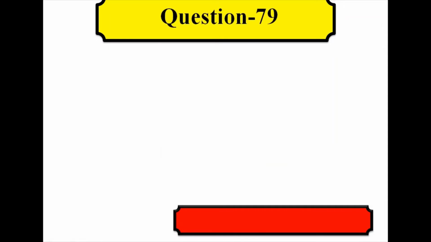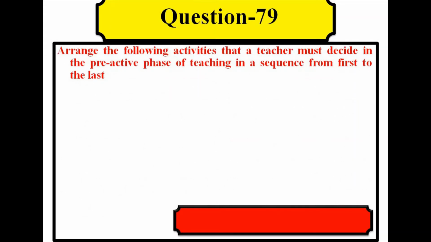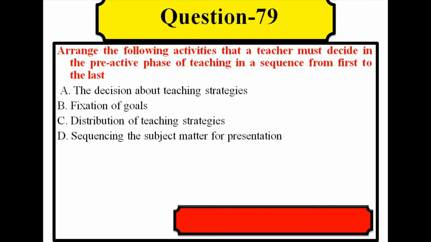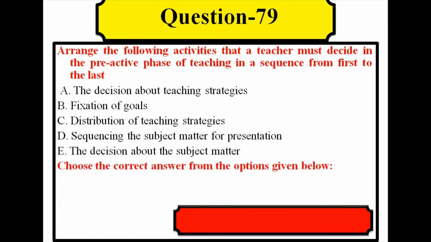Question 79. Arrange the following activities that a teacher must decide in the pre-active phase of teaching in a sequence from first to last. A. The decision about teaching strategies. B. Fixation of goals. C. Distribution of teaching strategies. D. Sequencing the subject matter for presentation. E. The decision about the subject matter.